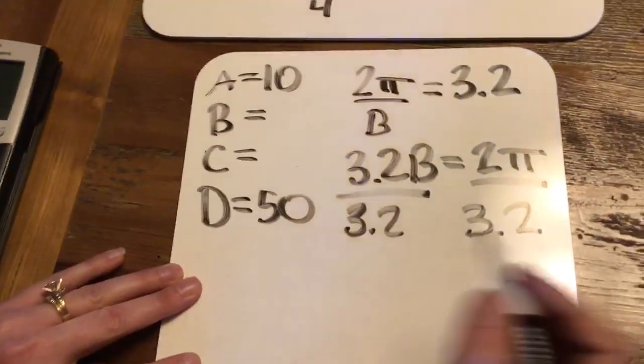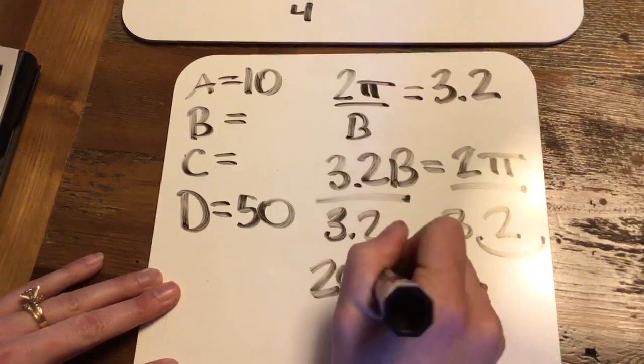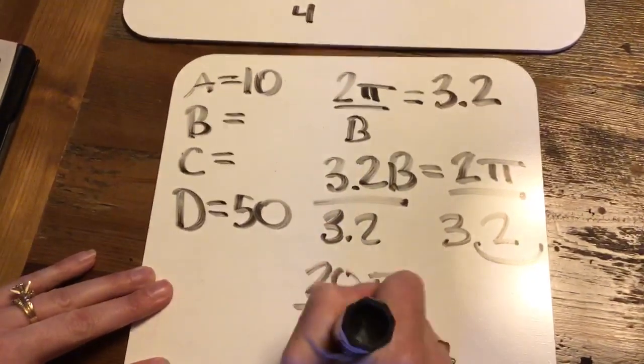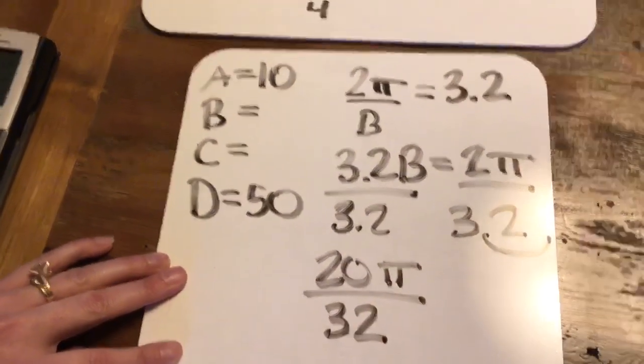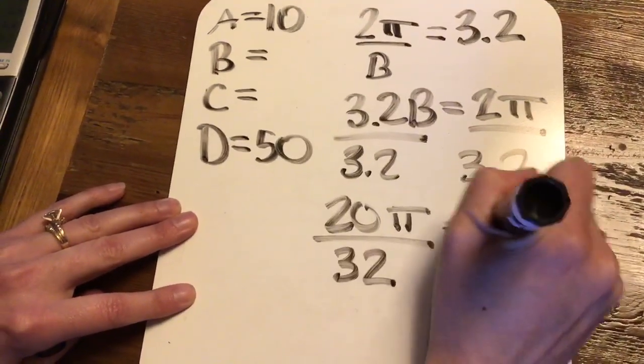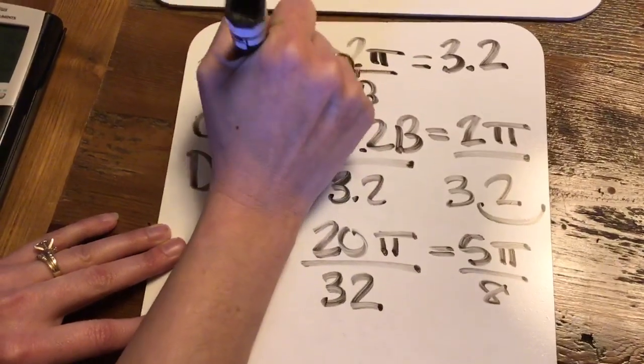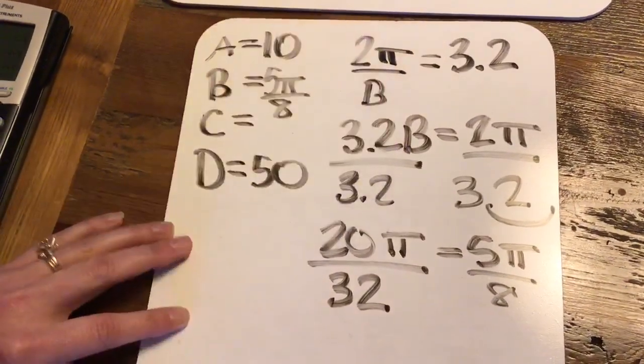Okay, again you have to move that decimal. If I have to move this one once, so up top I'm going to have 20 and moving that one once as well, over 32. Then I'm going to go ahead and reduce here. 4 goes into both of them, so this becomes 5 pi over 8. So my B is 5 pi over 8, okay?